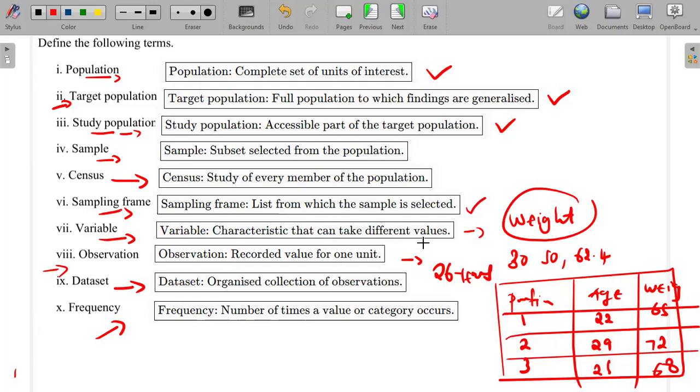As simple as that. Okay, so we are done with question one. And as I said, we're going to solve all the questions in this tutorial sheet.